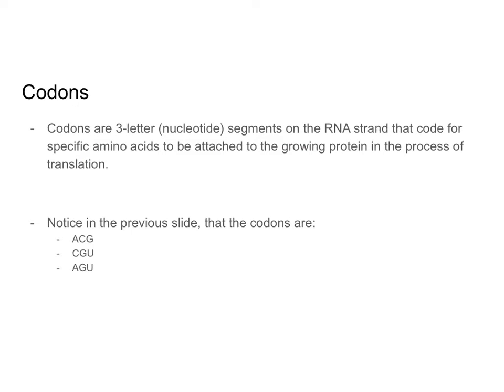Once again, the codons are 3-letter nucleotide segments on the RNA strand, and these are used to bring in specific amino acids to make a growing protein. Okay, so notice on the previous slide the codons were ACG, CGU, and AGU.